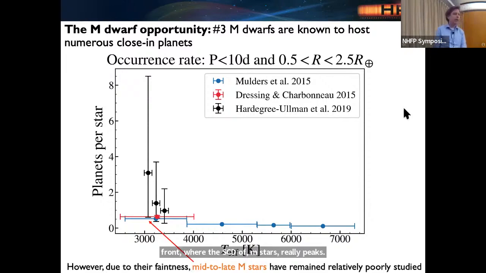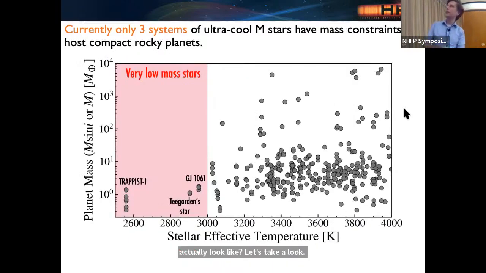So what does the planet population around M stars actually look like? Let's take a look. Here I'm showing planets that have measured masses as a function of stellar effective temperature around M stars, highlighting in particular planets with measured masses around very low mass stars, often also called ultra-cool stars, here in red.